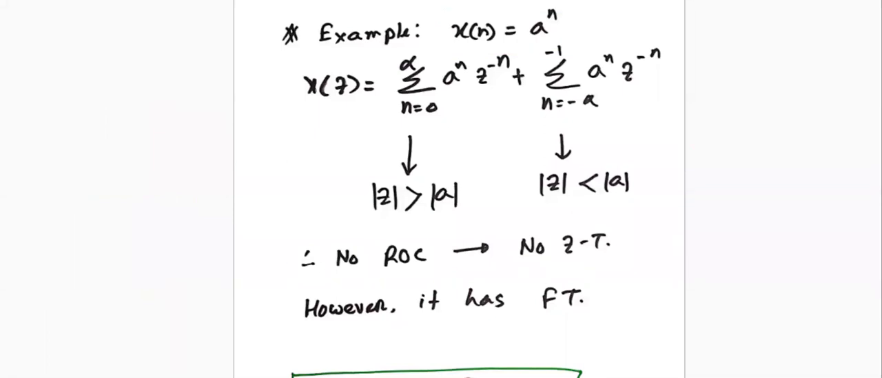However, we know that by the Fourier transform we can do that. So this is an exception where we have the Fourier transform, but we don't have the z transform. That is a specific example on that note.